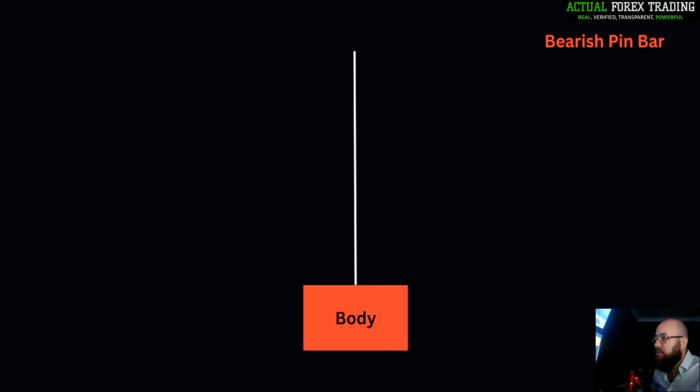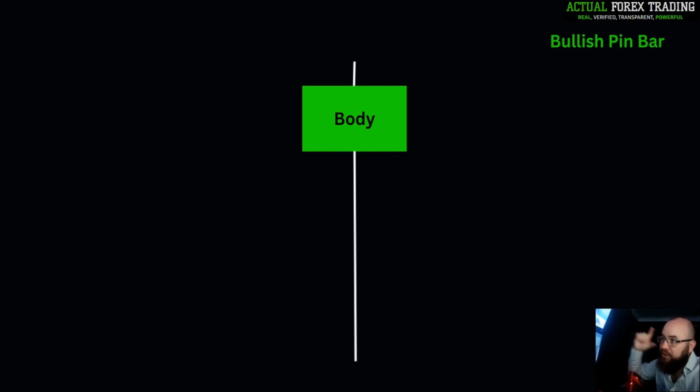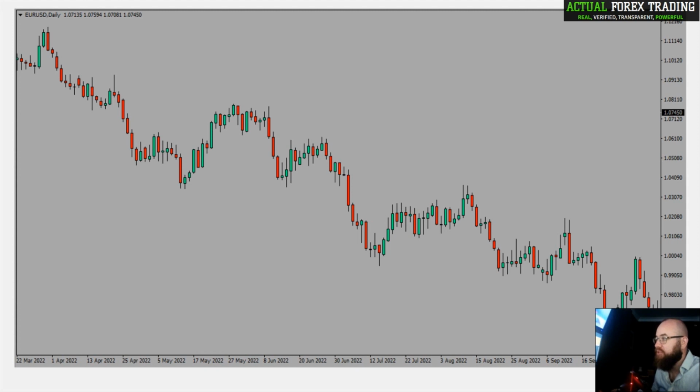So bearish pin bar, small body, long wick above. Bullish pin bar, small body, long wick below. Okay, so let's look at some examples. We have a chart here. We have a downtrend, so we can see these waves, these steps coming down, lower highs, lower lows, nice clear downtrend.